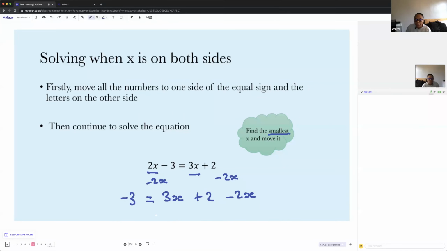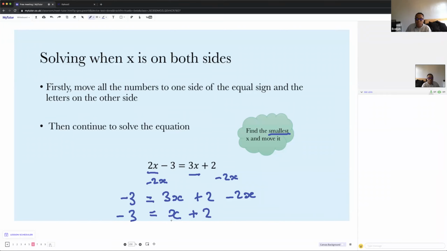From our knowledge of what we did yesterday with simplifying, and also a little bit at the beginning of the session, we can collect these two like terms. We've got 3x and a minus 2x. 3x minus 2x is just x, because 3 minus 2 is 1. So we've got x plus 2. So we've got minus 3 equals x plus 2.